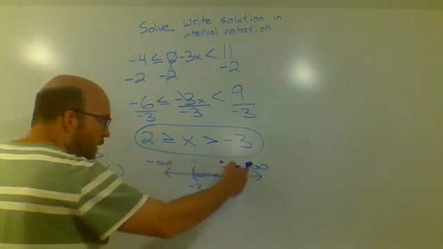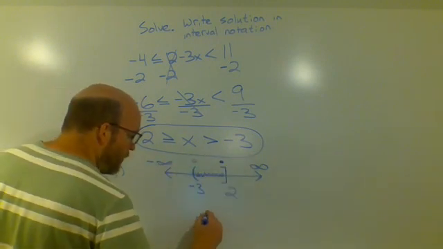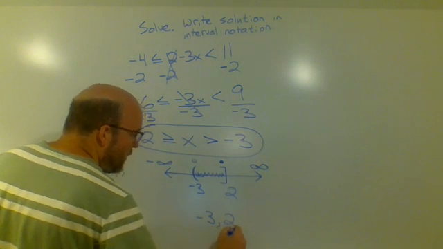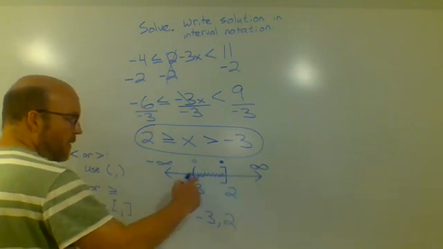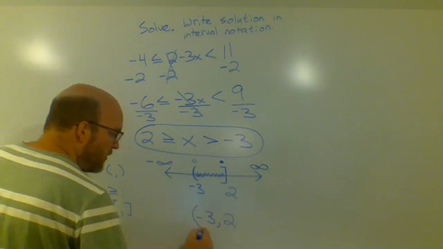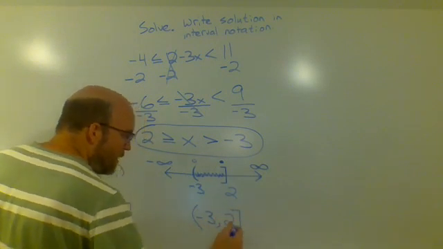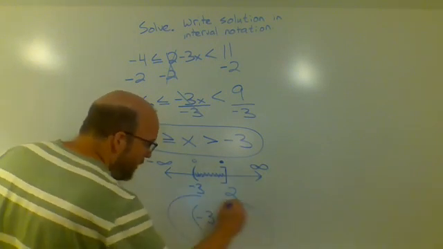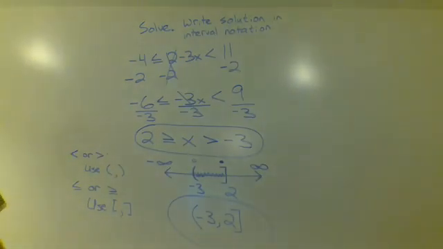In this case, we're not working with the infinity symbols. We're just working with the -3 first, and then the 2, and then just dropping down the symbols that were used on the number line. We've got a parenthesis next to the -3 and a bracket next to the 2. And this is the final answer where we're asked to write it in interval notation.